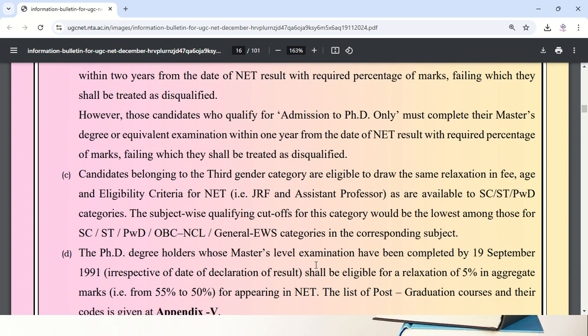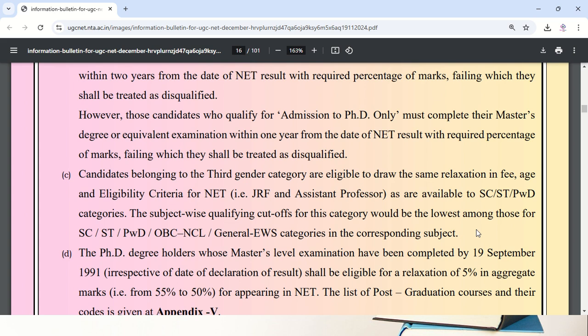And for the next information, candidates belonging to the third gender category. If you are in the third gender category, you should have a relaxation for the fee and age eligibility criteria for NET, including for JRF and assistant professor, available to SC, ST, PWD candidates. The subject-wise qualifying cutoff for this category would be the lowest among these categories.